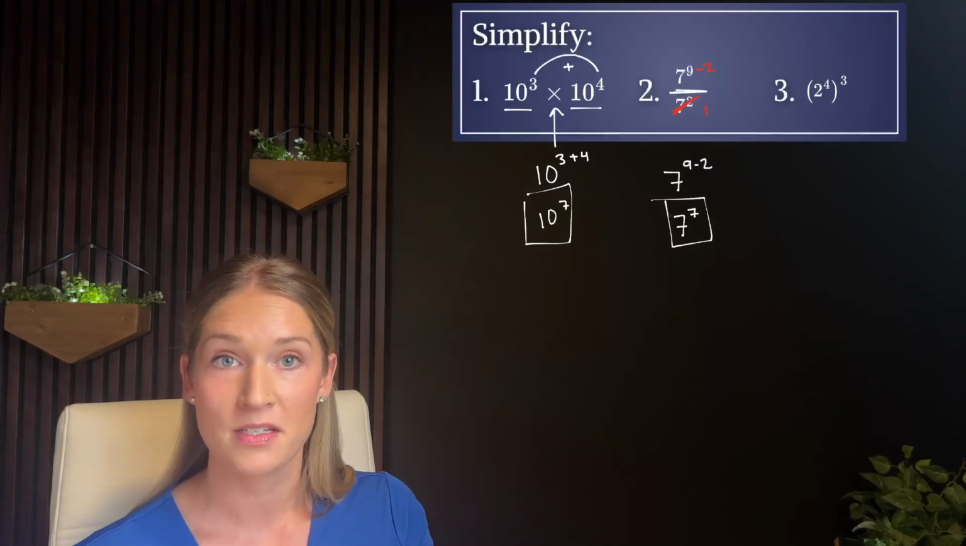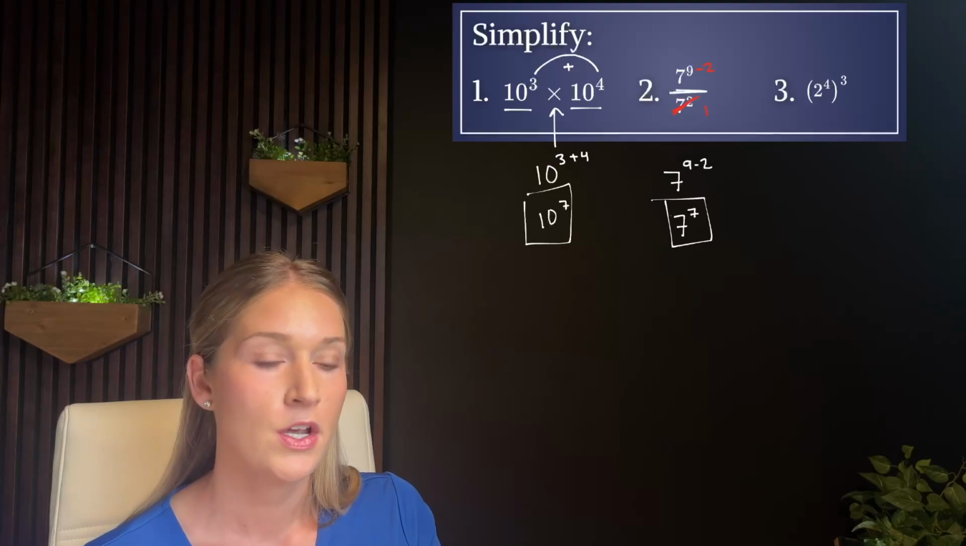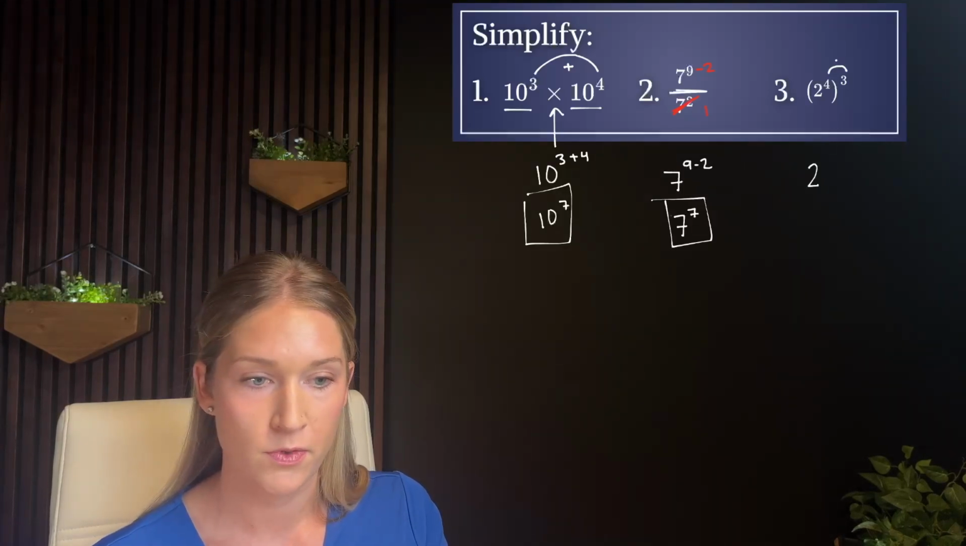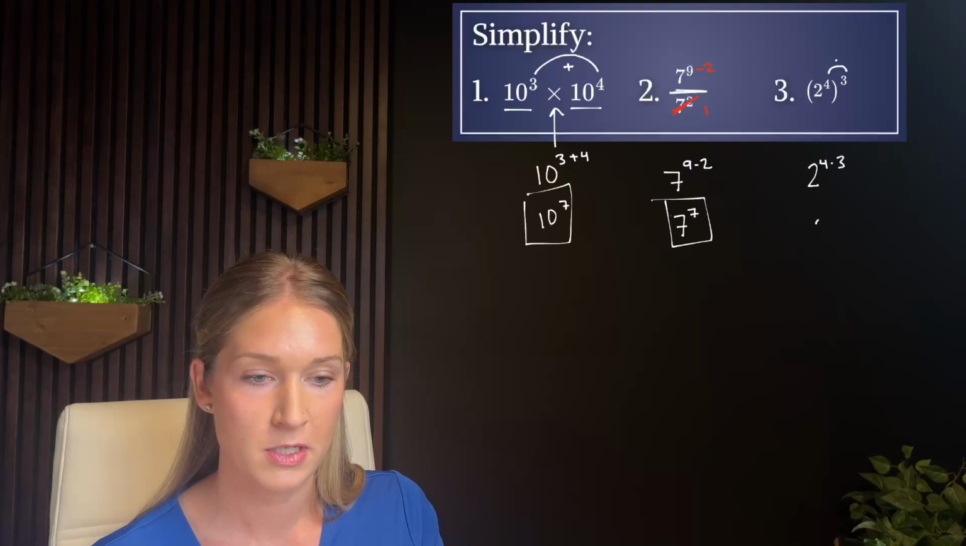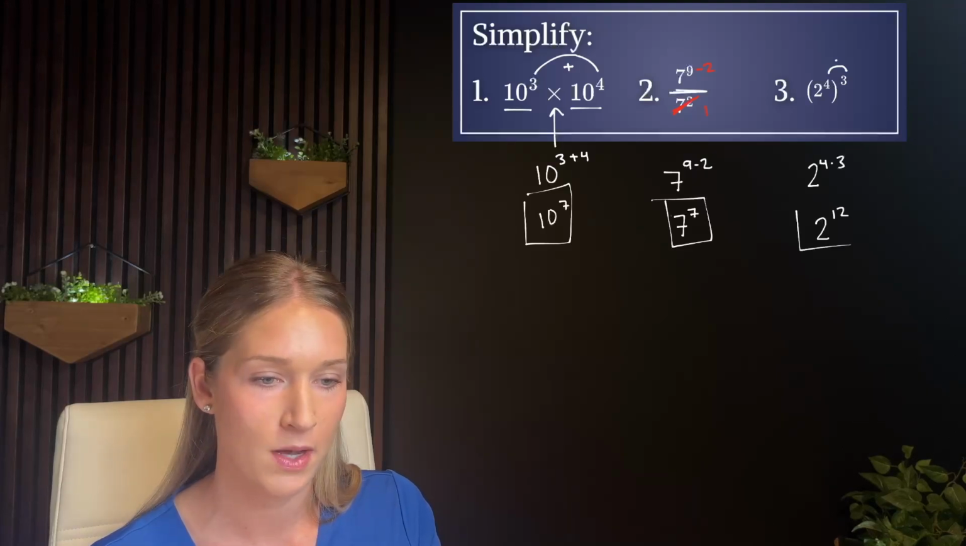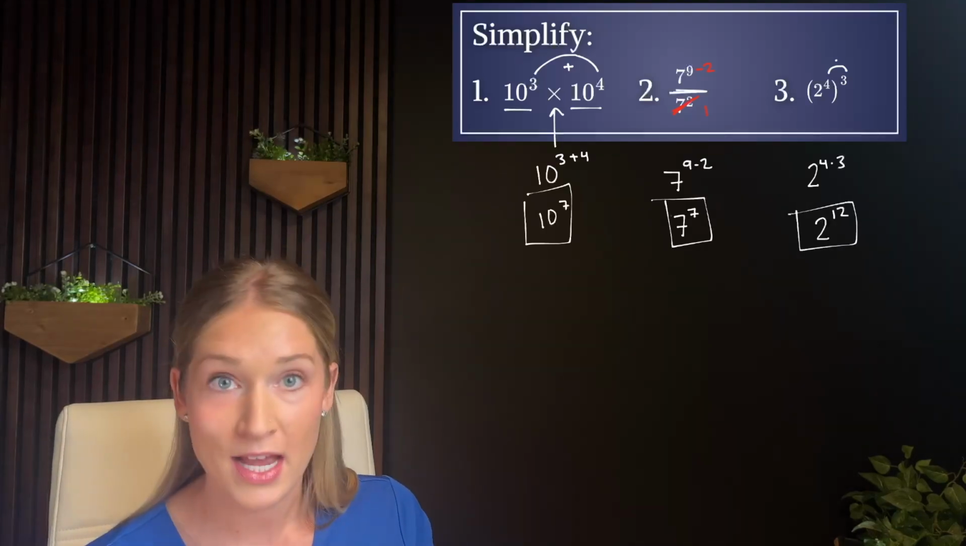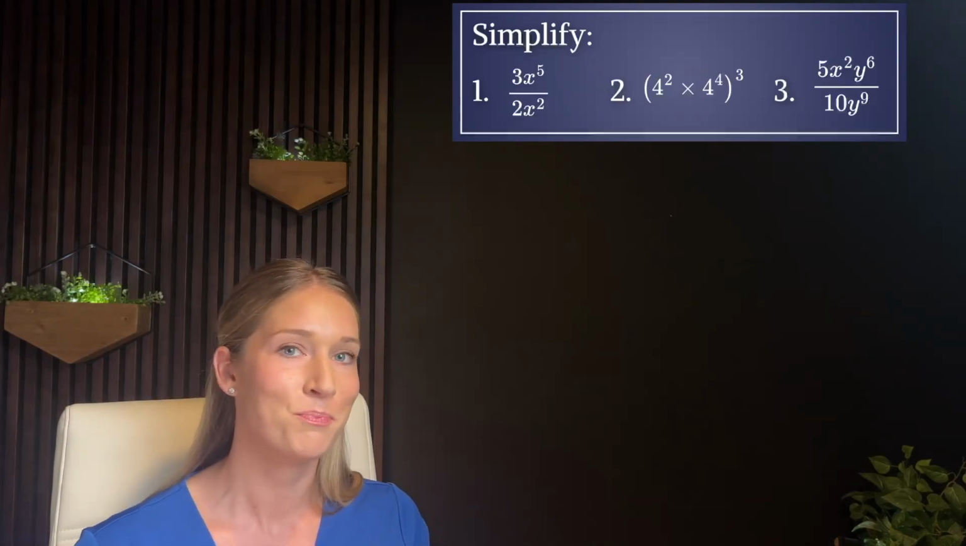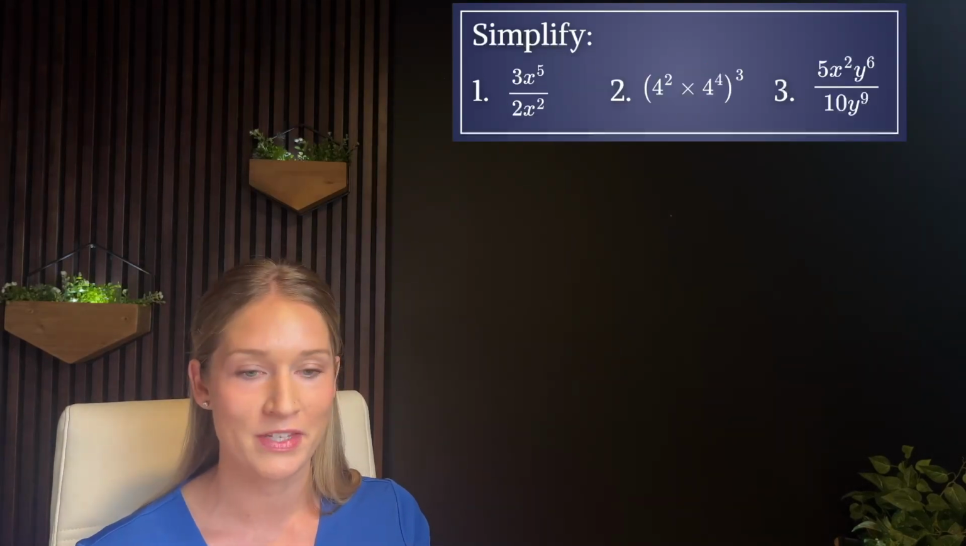The last one is a power raised to a power. So I'm going to multiply these two. 2 to the power of 4 times 3 gives me 2 to the power of 12. Our last few are going to have a little bit more going on. We might even need to use more than one rule for some of these.